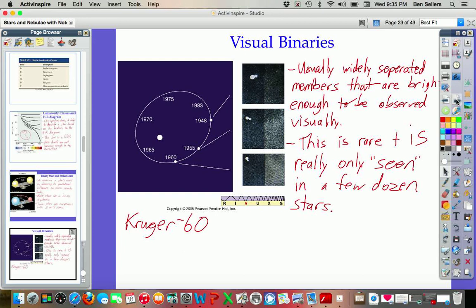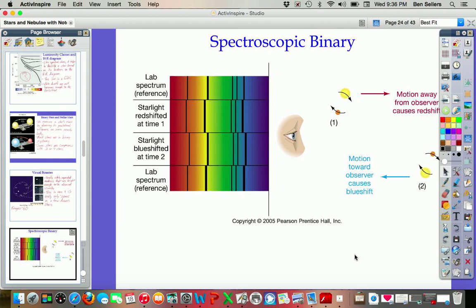Visual binaries are rare because they have to be really close for us to be able to see them. Typically, when you see something like this a long way away, it just looks like one point of light, so we've only seen a few of those. Spectroscopic binary is the more common way to see them.